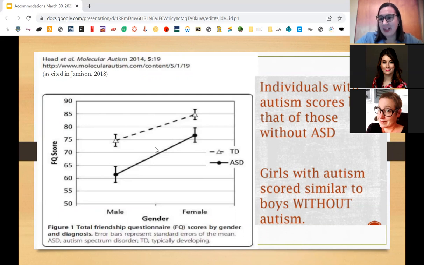You could see how that would happen in a K-12 setting or any setting when this is going on. So teachers and practitioners are more likely to notice autism in boys at that young age. So that also speaks to the discrepancy with the diagnosis.